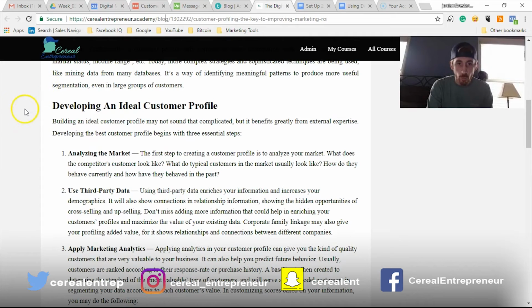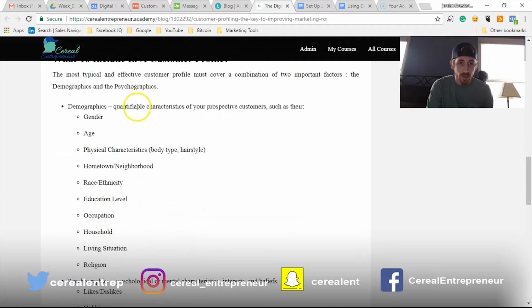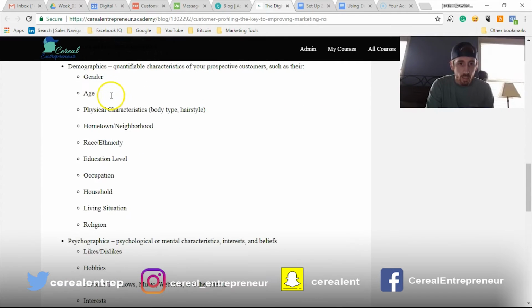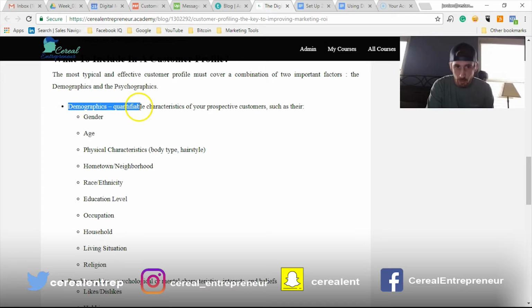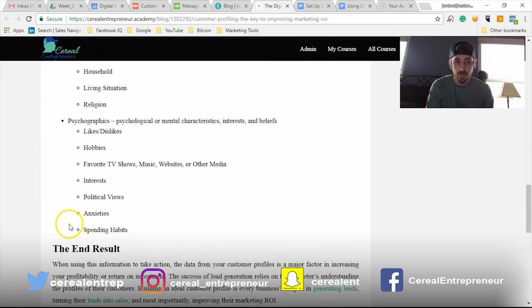We talk about, number one, what is an ideal customer profile and what you need to do, and then in the second part, we talk about what to include in your customer profile. If we look at this, it says basically demographics: gender, age, physical characteristics if it is related to what you sell, like something they would wear or use for working out. You want to know their physical body type, their hometown or neighborhood, their race or ethnicity, education, occupation, household, living situation, religion. All of this is stuff that you want to look at.